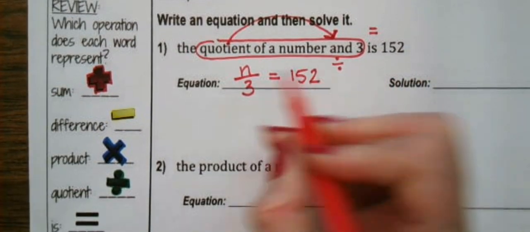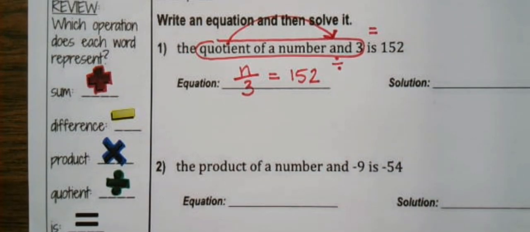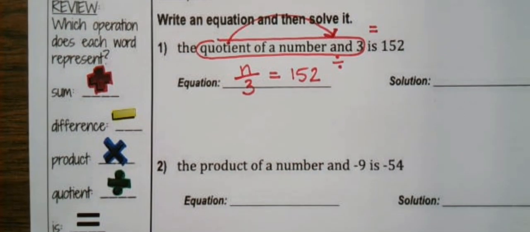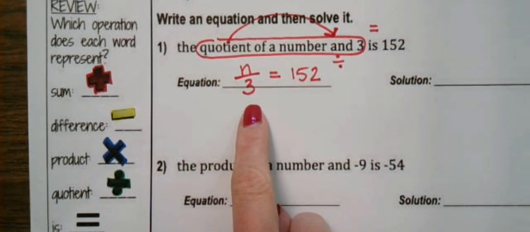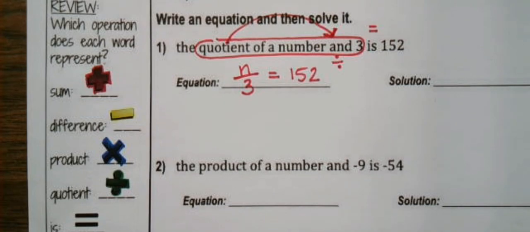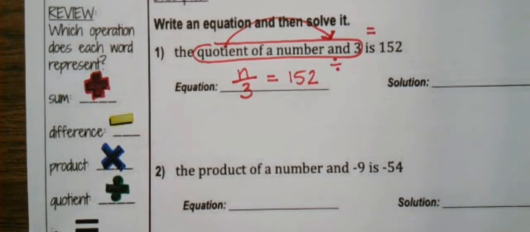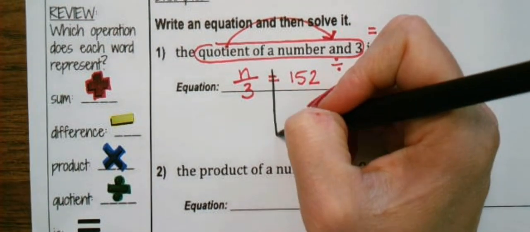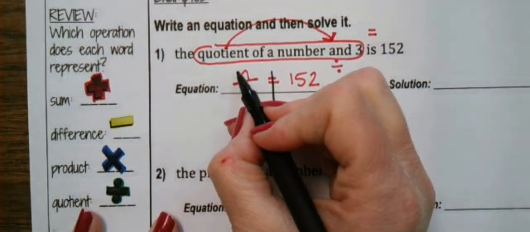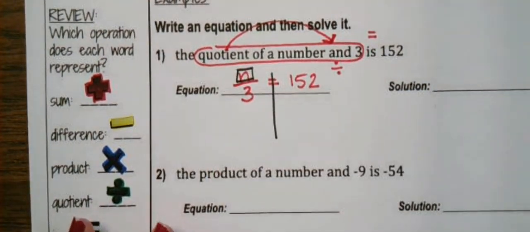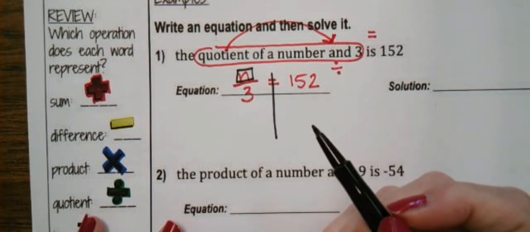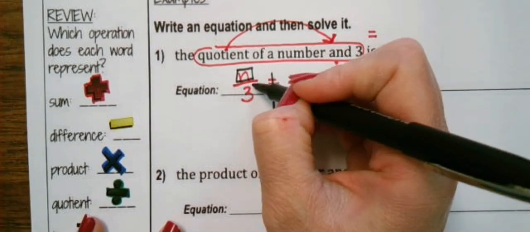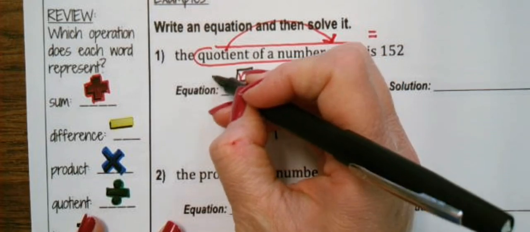So what I did was I changed this phrase or sentence, I suppose, and I changed it into a mathematical equation. Quotient of a number and 3, right here, n divided by 3 is 152. Now we are ready to solve. Okay, so I'm going to put a line down the equal sign. And remember, my goal is to get the variable by itself. It says n divided by 3. So we want to undo the divide by 3 to get the n alone. So the inverse of divide by 3 is to multiply by 3.